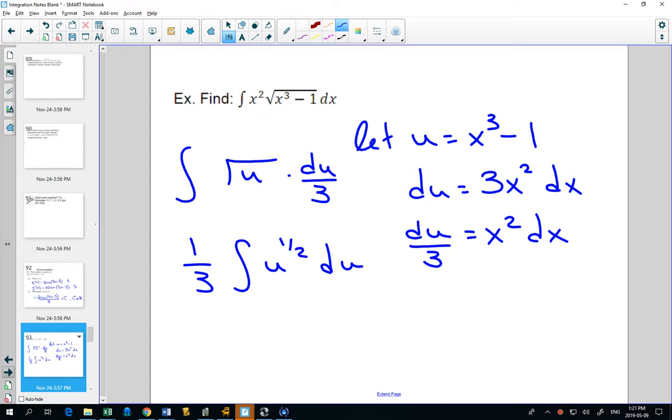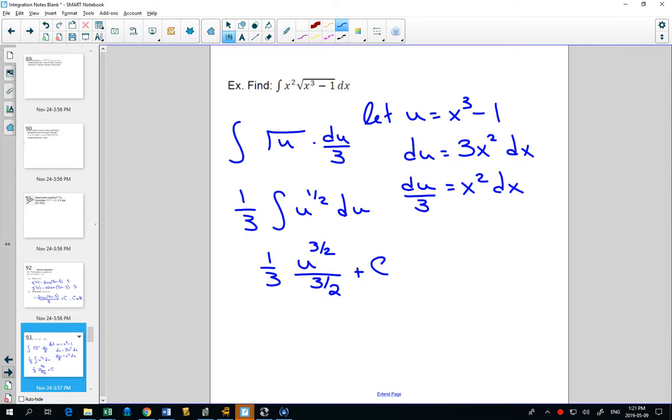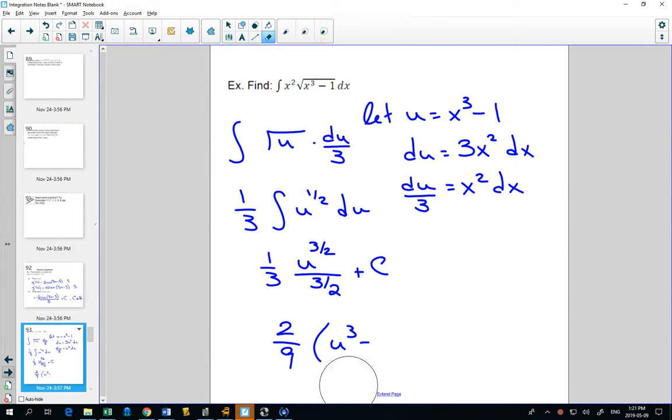Bring that 1/3 out in front and change my square root to u to the half. Add 1 to the exponent and divide. Oops. And then substitute back.